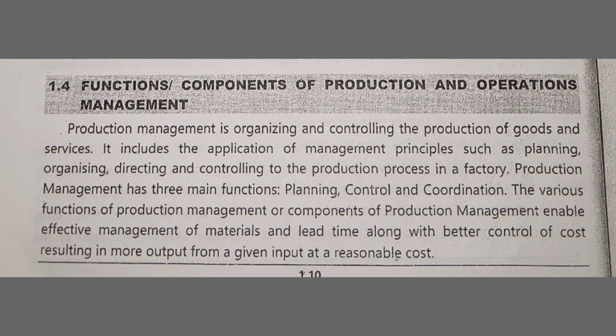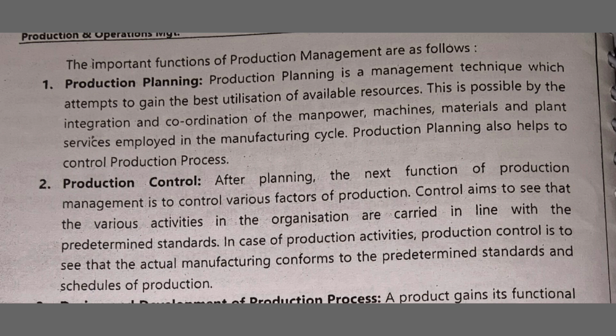Production management has three main functions: planning, control, and coordination. The various functions of production management, or components of production management, enable effective management of material and lead time along with better control of cost, resulting in more output from a given input at a reasonable cost. The important functions of production management are as follows.